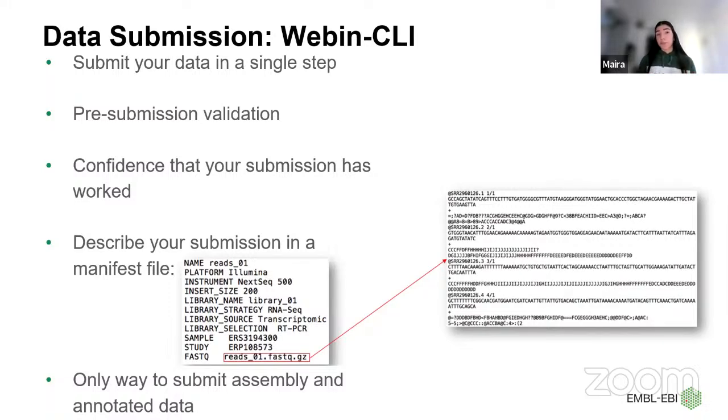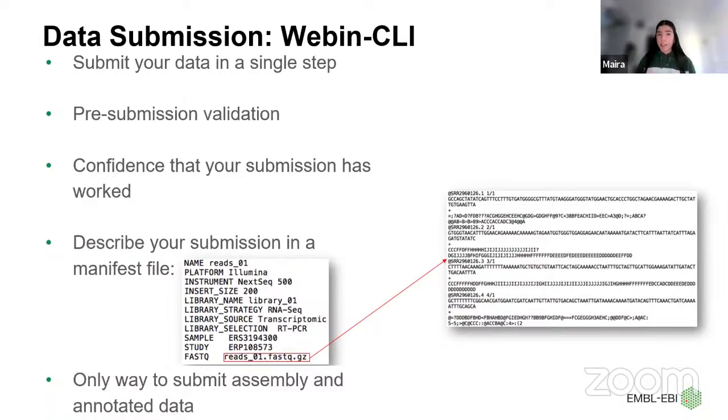With the other two routes, you submit your data files and they come to us and then they go through our validation pipelines. And if they encounter any errors, we then email you saying they've encountered validation errors, and it's generally a longer process. Whereas with Webin CLI, you can have a look at the validation errors yourself, and you can fix them, and you can try submitting them.